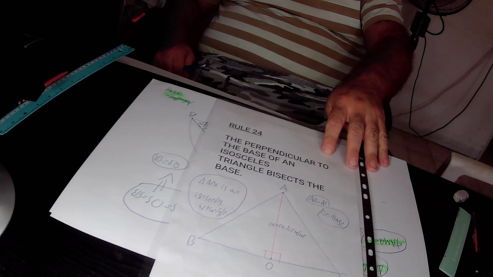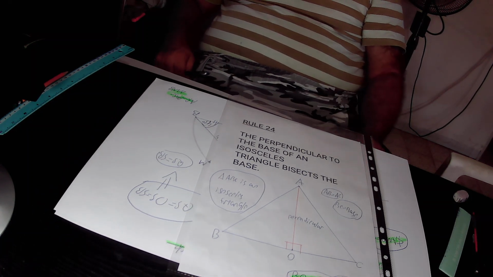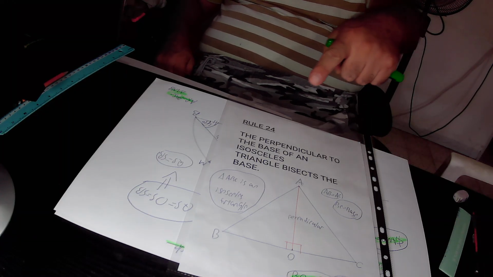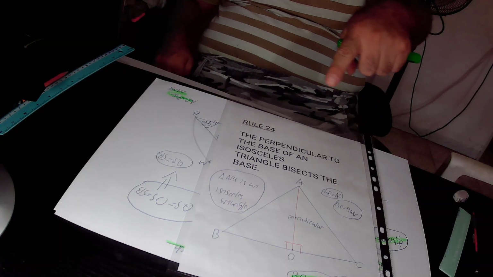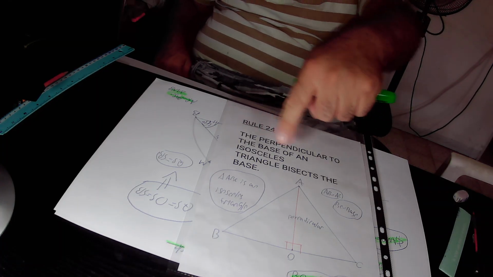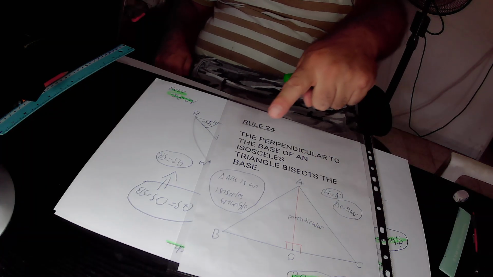According to rule 24, the perpendicular to the base of an isosceles triangle bisects the base. In the drawing, we have triangle ABC. This is an isosceles triangle. Why is triangle ABC an isosceles triangle? Because side AB equals side AC. The base of the isosceles triangle ABC is BC.